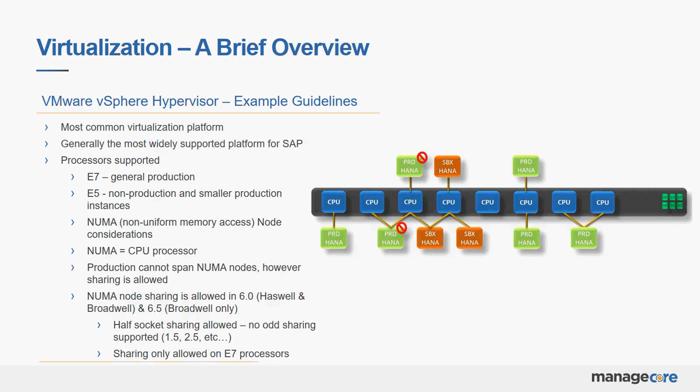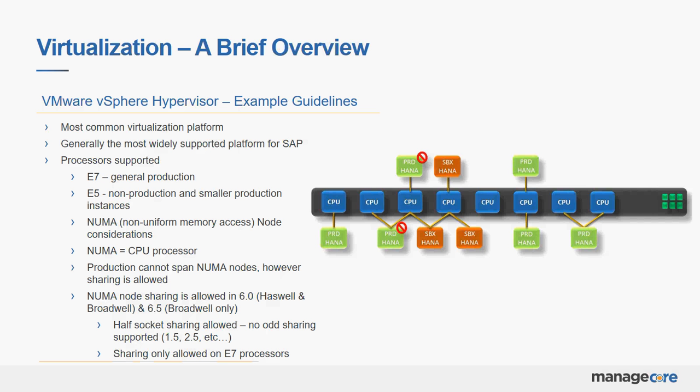If you look at the diagram on the side, I'll explain it in a little bit of detail here. If you look at the far left, you'll see a production system connected to a CPU. That is supported because it is a one-to-one NUMA node to production HANA mapping. And if you look to the far right, you can see the 2 CPUs connected to one production HANA environment.